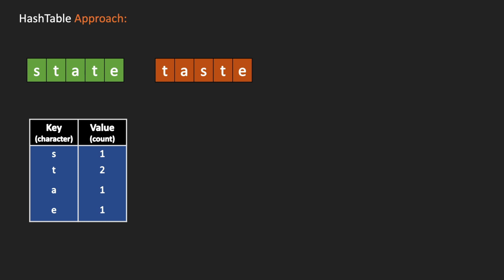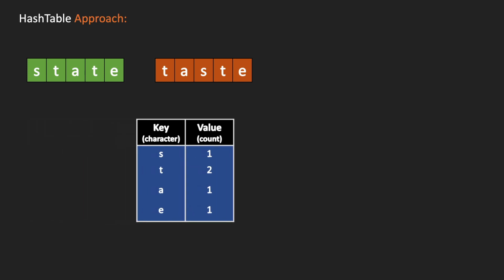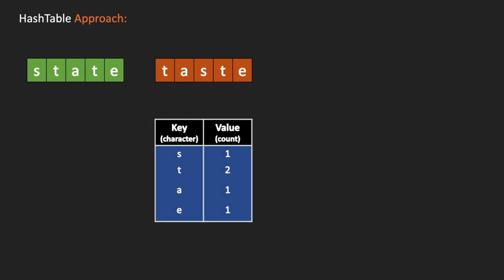Let's try to do this for this example. So we start iterating over the second string and we reduce the count of each letter this time. As the count of each letter is exactly the same as the first string, by the end of the loop we would have 0 in all cases. Finally, we can traverse over the hash map and see if we have all zeros. If so, we return true, else we return false.